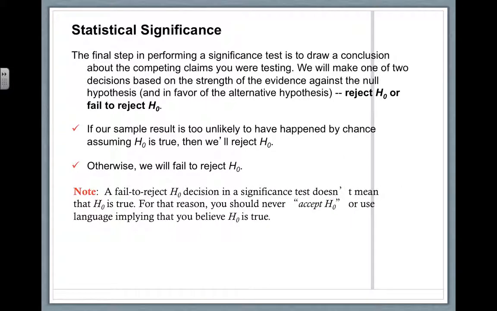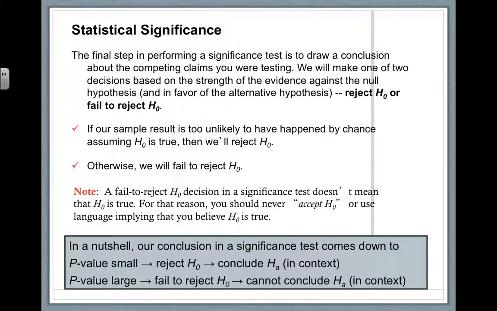So a fail to reject the null hypothesis decision in a significance test doesn't mean that the null hypothesis is true. For that reason, you should never accept the null hypothesis or use language implying that you believe the null hypothesis is true. You just don't have good evidence to support your alternative hypothesis. It's almost like you can't show your alternative hypothesis is true, but that doesn't necessarily mean that your null hypothesis is true. It could still not be.